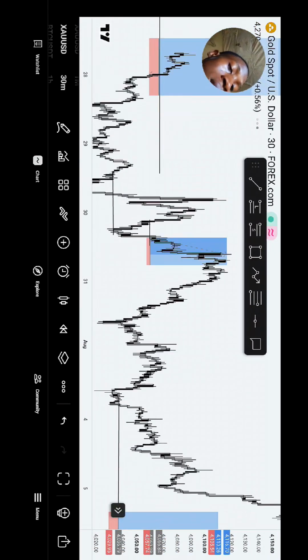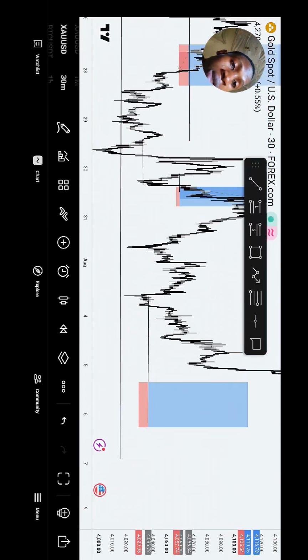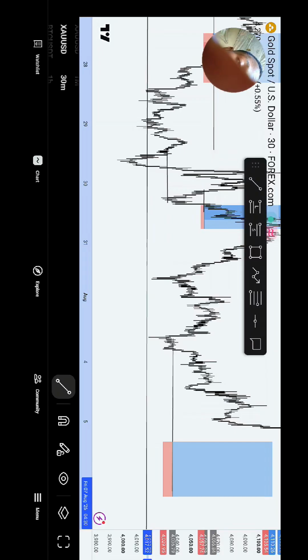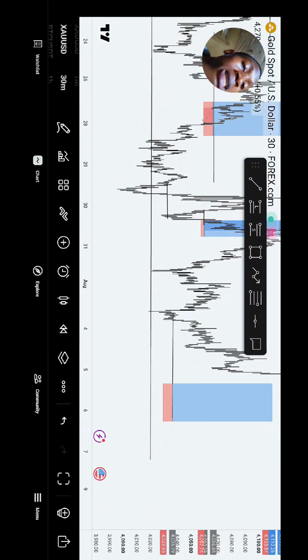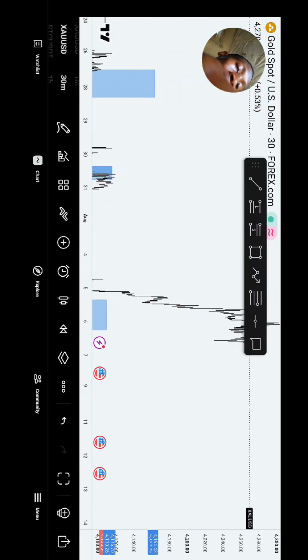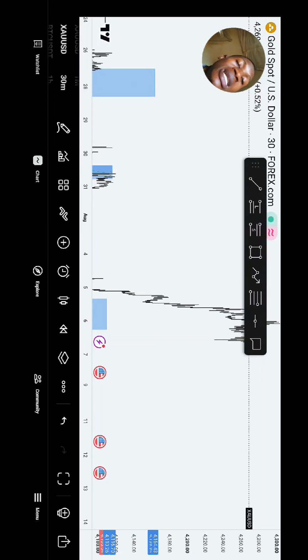So actually, I missed the initial entry on this gold. The initial entry from here, from the QM here, I missed it. I was hoping that the market would retest back here and buy off, but I was left behind. So this is how I was able to predict that gold is going bullish, and it actually went bullish.